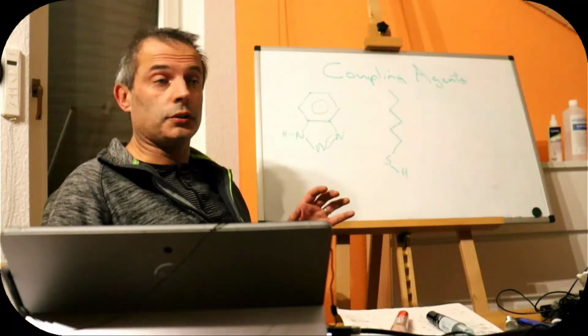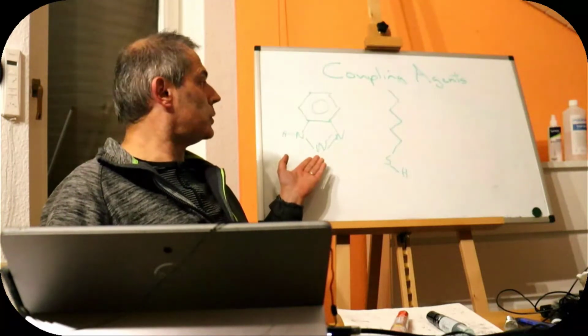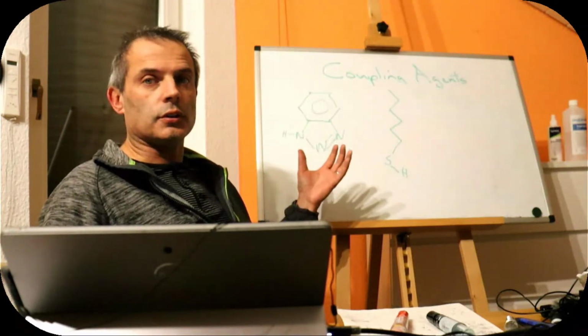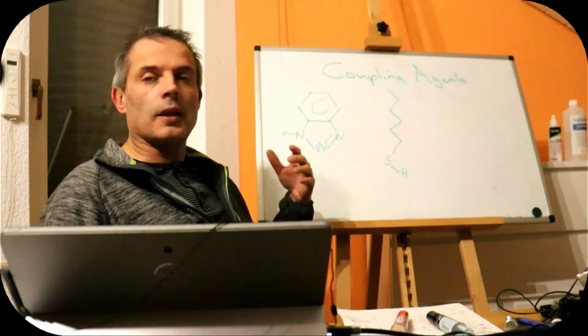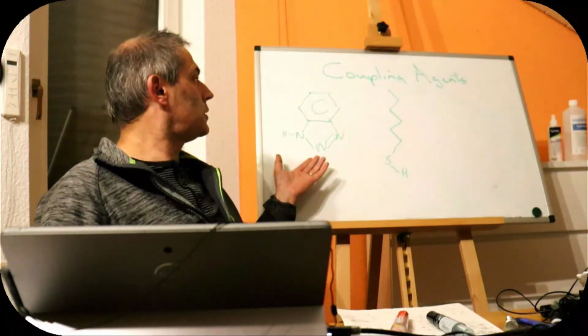Going away from oxygen, we can think of alternatives. So this would be benzotriazole, which is a corrosion inhibitor for copper. It's used in central heating and that kind of thing.